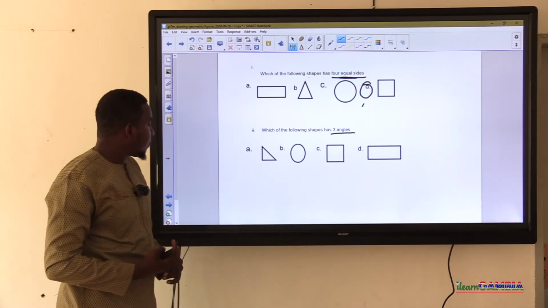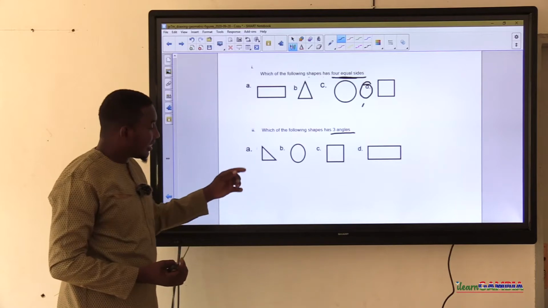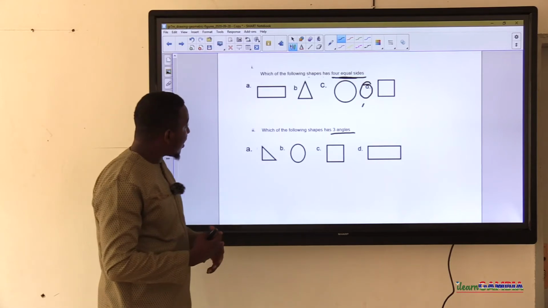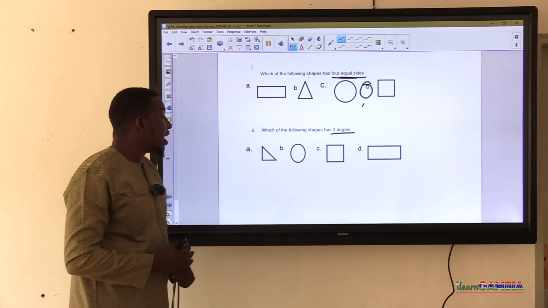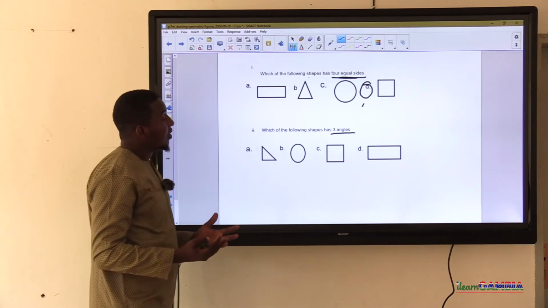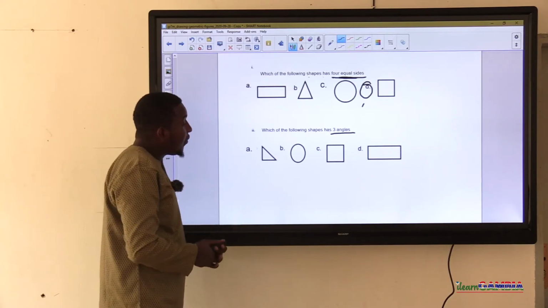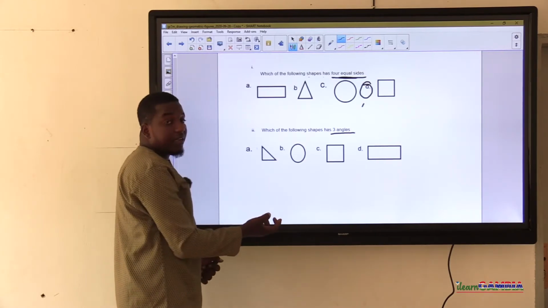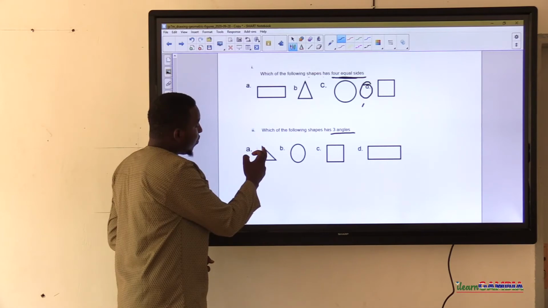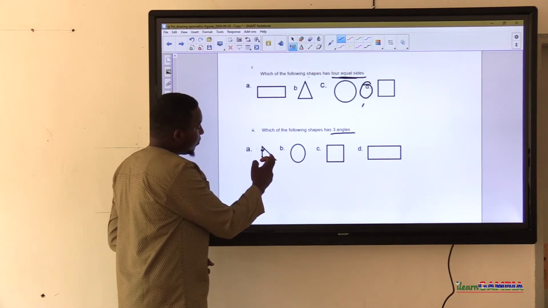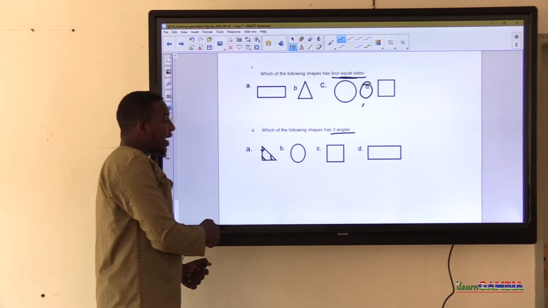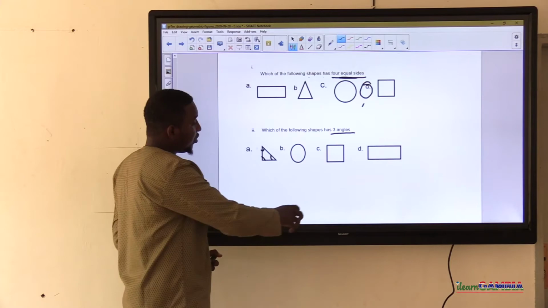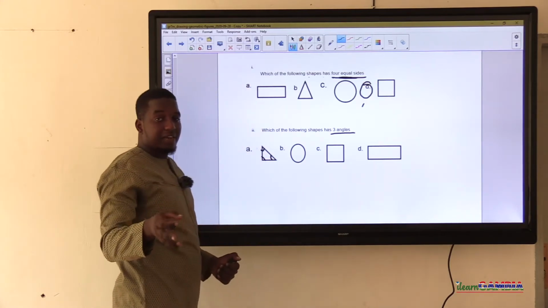Look at the first one. The first one is a triangle. And what do we know about triangles? We said triangles are plane shapes that have 3 sides. But here we are interested in angles. And also we know that they have 3 angles. That is 1, 2, 3. So option A has a triangle and it has 3 angles. But let us not stop there. Let's continue to see whether we will have another shape that has 3 angles.